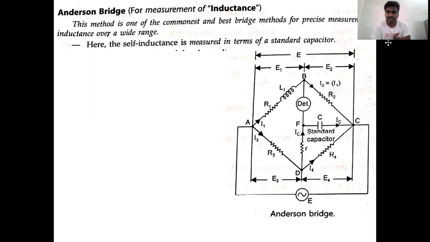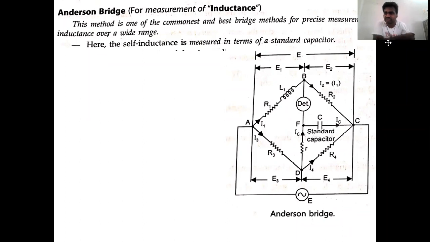Okay, so Anderson's bridge. What is the concept of Anderson's bridge we are holding here? What is the object of Anderson's bridge? The main object of Anderson's bridge is to measure inductance. There are various methods we discussed, like Maxwell's bridge, Hay's bridge, and now we are discussing Anderson's bridge. There is also Owen's bridge.